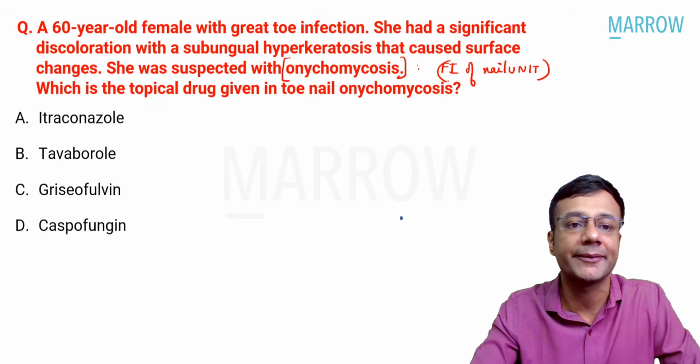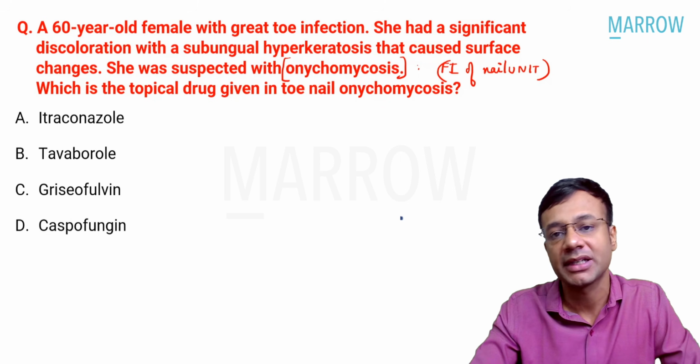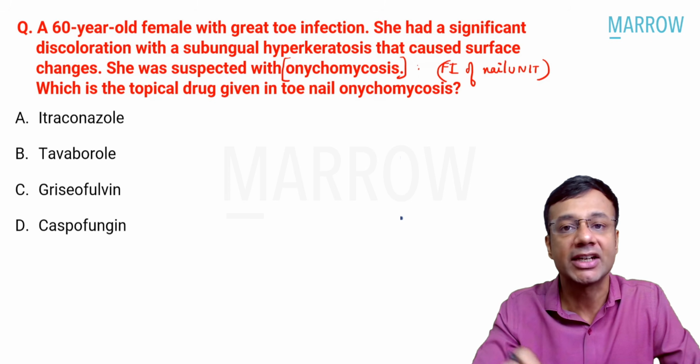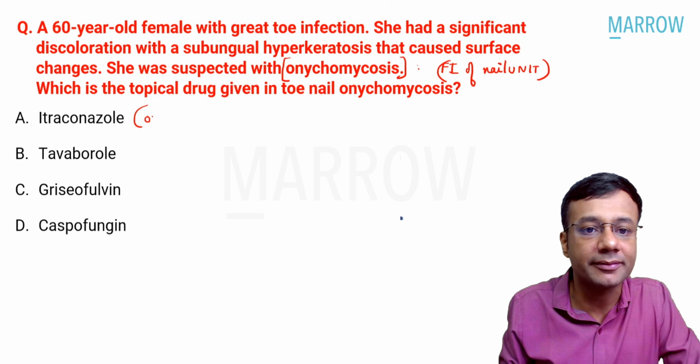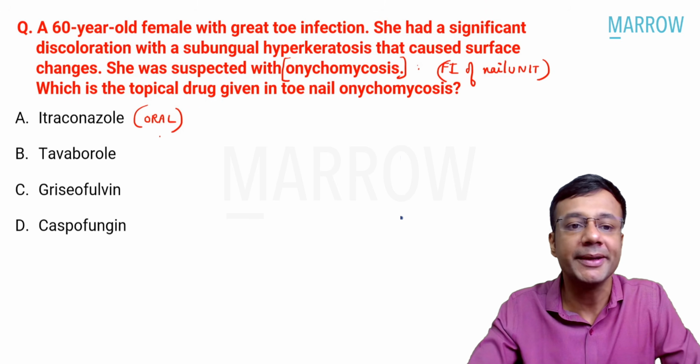The question is asking, which is the topical drug given in toenail onychomycosis? This is a relatively new question. Let us try to see how do we eliminate options in the exam. Option number A is itraconazole. Please remember, students, itraconazole is an oral drug. So it cannot be used topically.